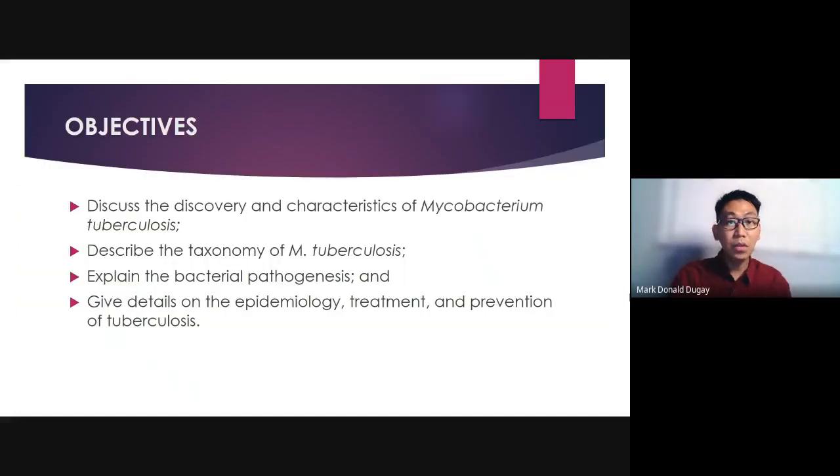For us to learn about the disease and its pathogen, the following are the objectives. First, I'll be discussing the discovery and characteristics of Mycobacterium tuberculosis. Next, describe the taxonomy of M. tuberculosis. Third, explain the bacterial pathogenesis, or how it causes infection. And last, give details on the epidemiology, or where it is prevalent and how it spreads, plus treatment and prevention of tuberculosis.